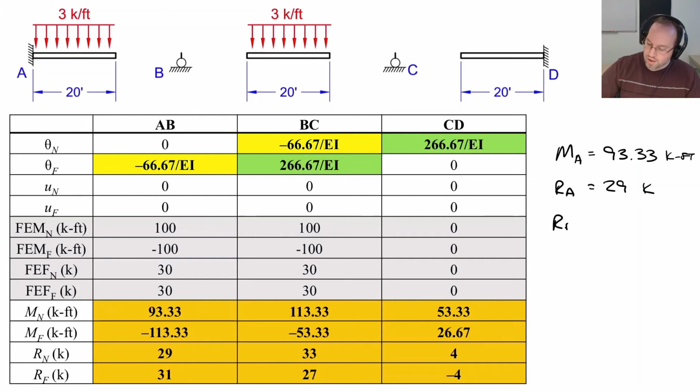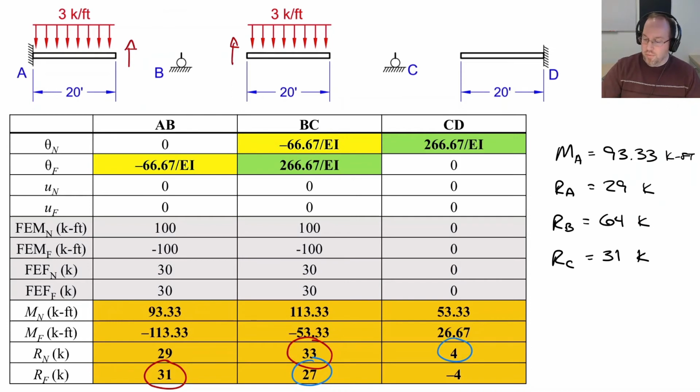Now for the reaction at B, you actually have 2 components coming in there because you have a force here on AB and a force here on BC. So that's going to combine the far reaction from AB and the near reaction from BC. So 31 plus 33 is equal to 64 kips. And the same thing is going to happen with my reaction at C. It's going to be 27 plus 4. So that's equal to 31 kips.